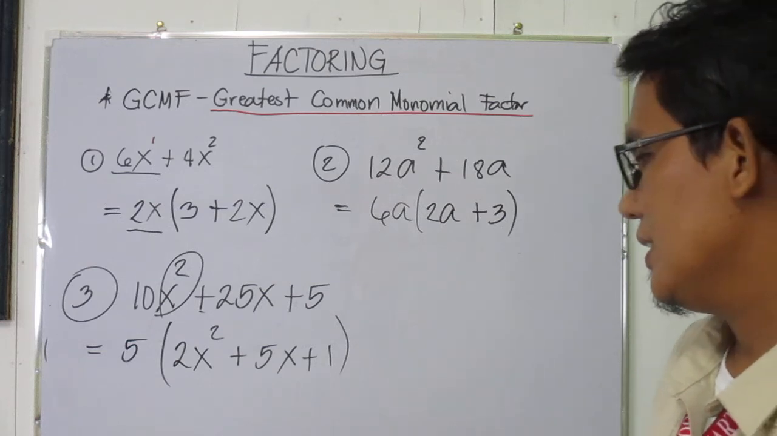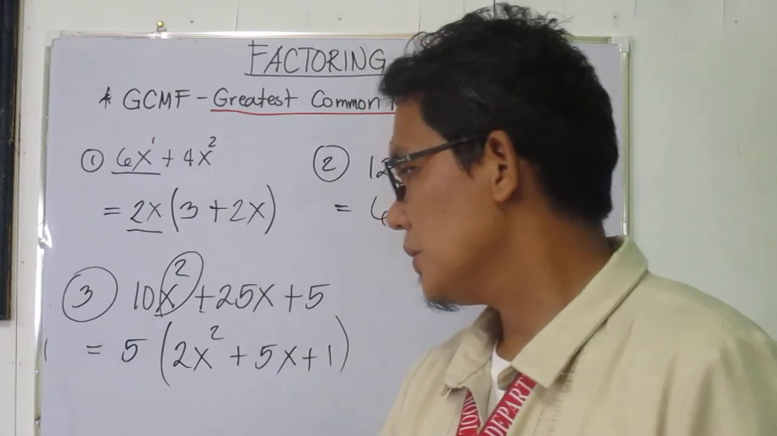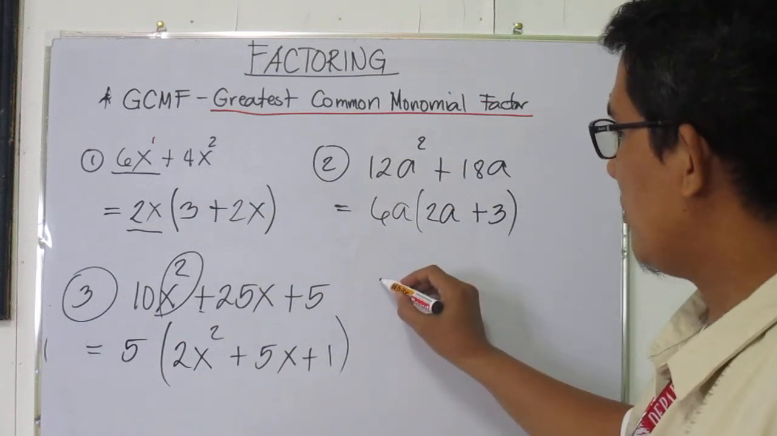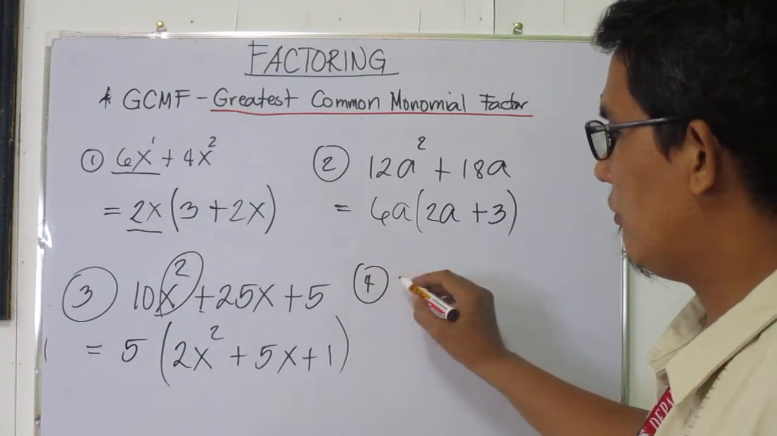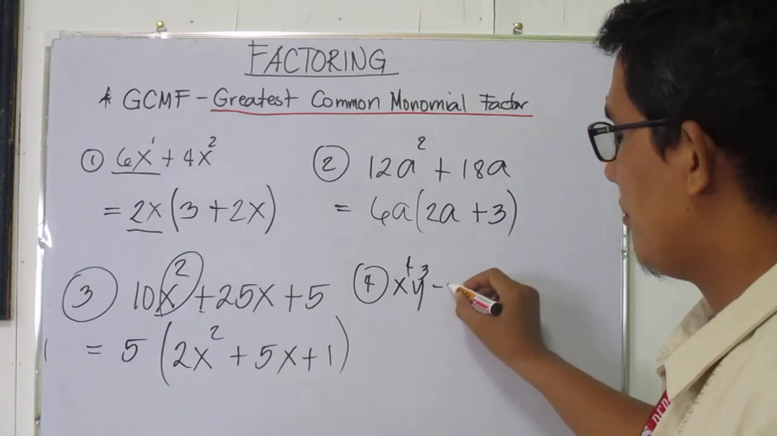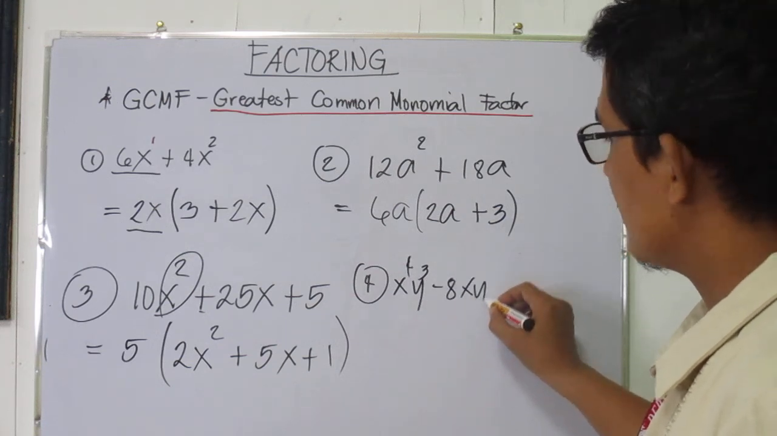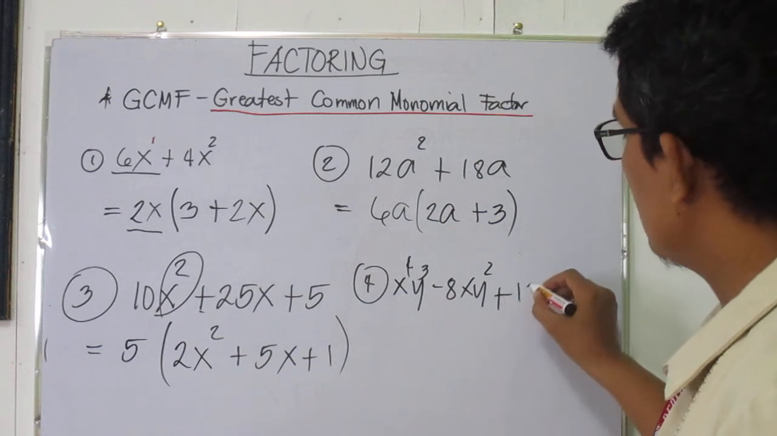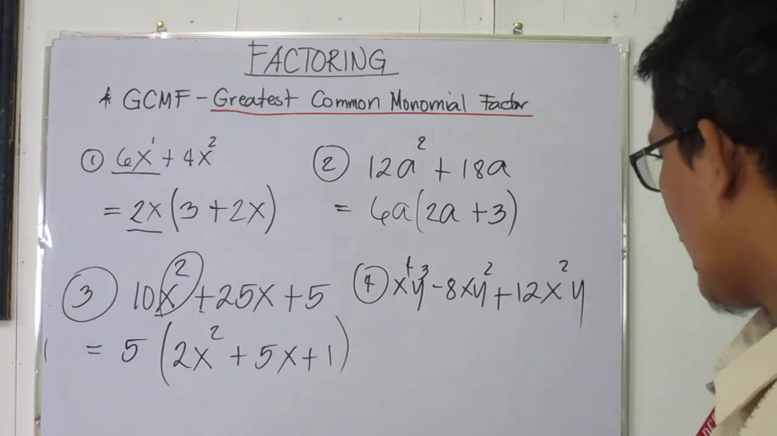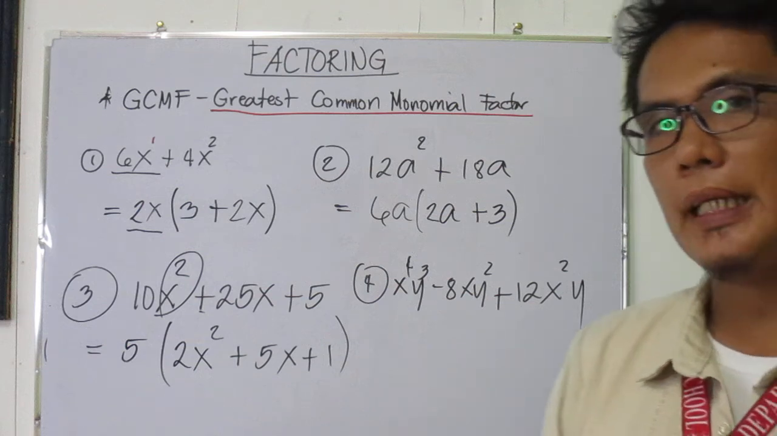Okay? So I want you to solve this one here. The remaining number, number 4: x to the 4th y cubed minus 8x y squared plus 12x squared y. To solve that, I'm going to give you 2 minutes.